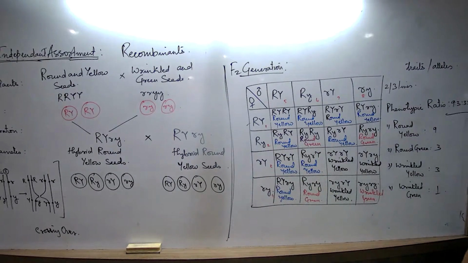Recombinants? Next, continue. Give one reason for such combination of alleles.